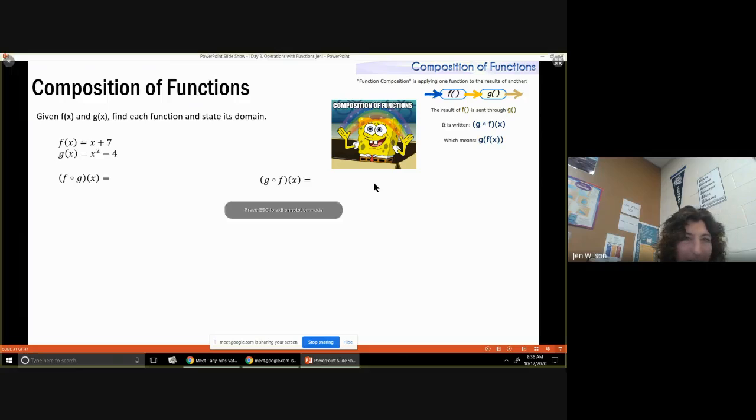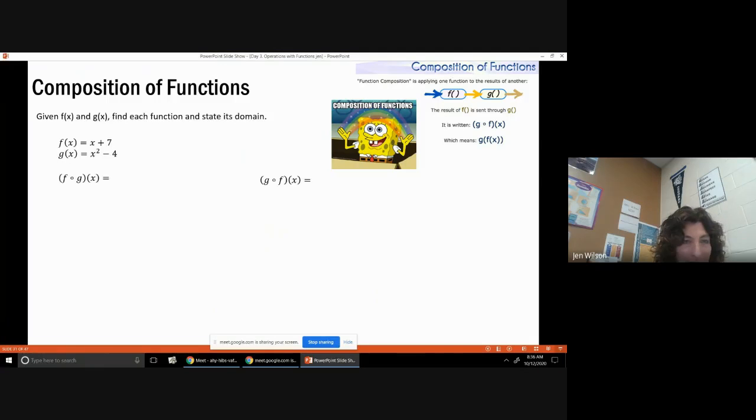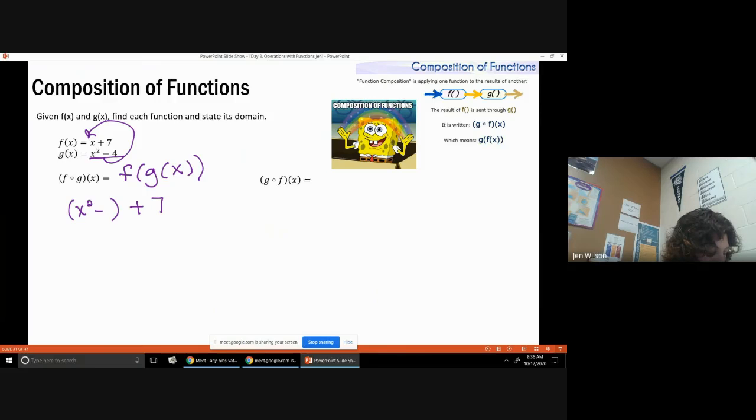We've got x squared minus 4 and x plus 7 as our 2 functions. We're going to put g of x into f of x. So I'm going to write it with the parentheses f of g of x. g of x, this whole thing, is going to go in where x is on the other one. So I'm going to write blank plus 7. I'm going to put an x squared minus 4 in there. So we can simplify our like terms and we'll get x squared plus 3.